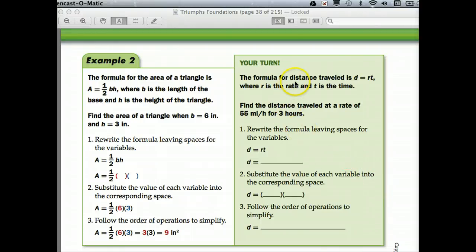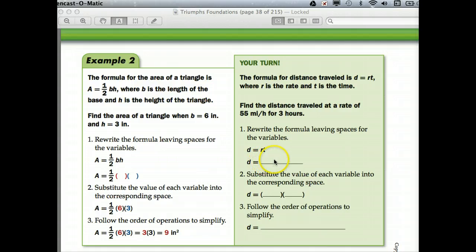All right, here we're using the distance formula. I like to call this my dirt formula. See, DRT, dirt. That's how I remember. Distance is equal to rate times time. Okay, we're asked to find the distance traveled at a rate of 55 miles per hour for 3 hours. Okay, so let's rewrite the formula.